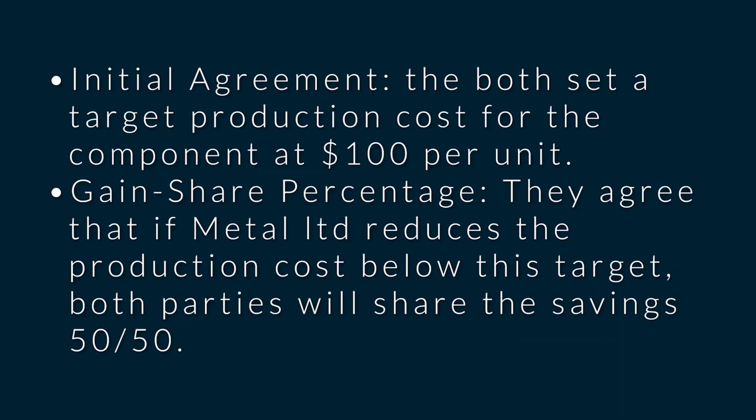The gain share pricing arrangement looks like this. The initial agreement is that both parties, in this case, set a target production cost for the component at $100 per unit. But then the gain share percentage: they both agree that if Metal Limited reduces the production cost below this target, that is the 100,000, then both parties will share the savings 50-50.